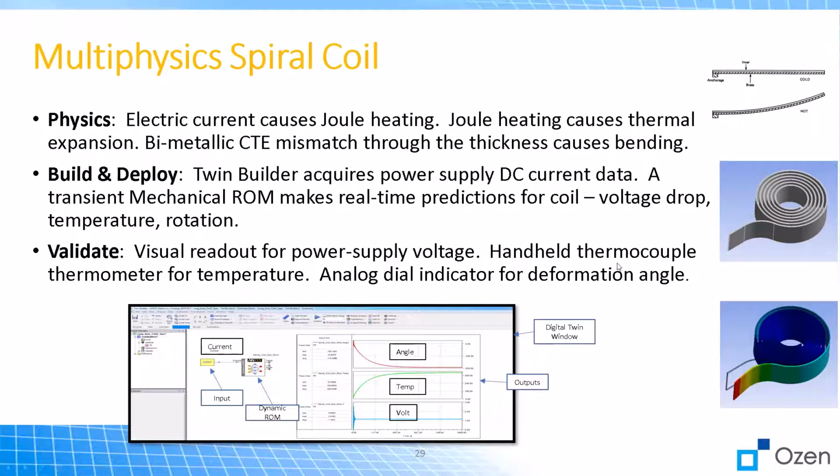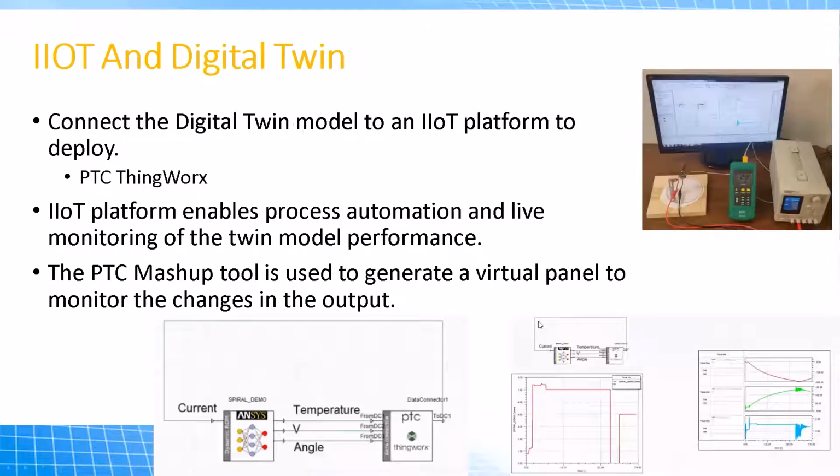And then we use the ROM to deploy this data using the industrial internet of things. So what we see is a physical system. Here is a spiral connected to a power supply that provides a current. Once this is connected, the model will start to heat. This is a thermocouple, we read the temperature. And then we have this hand here to measure the angle rotation, and the voltage will be shown here as well. So this is our input and output.